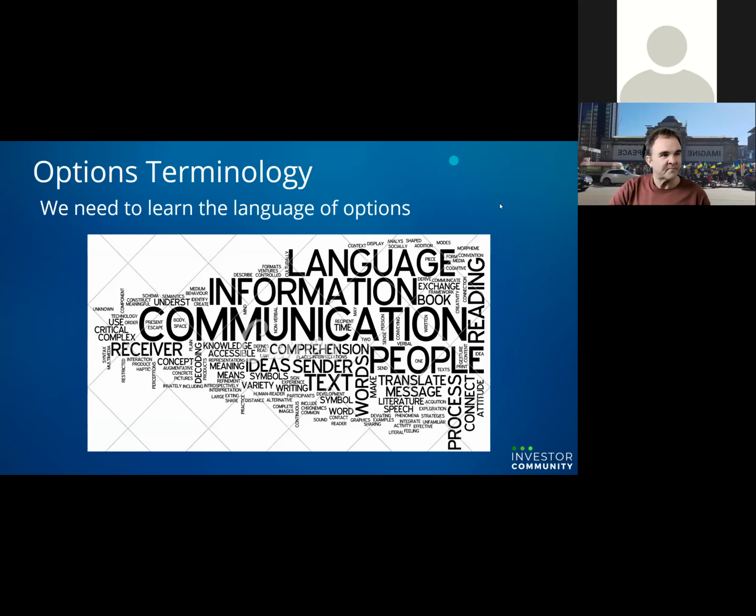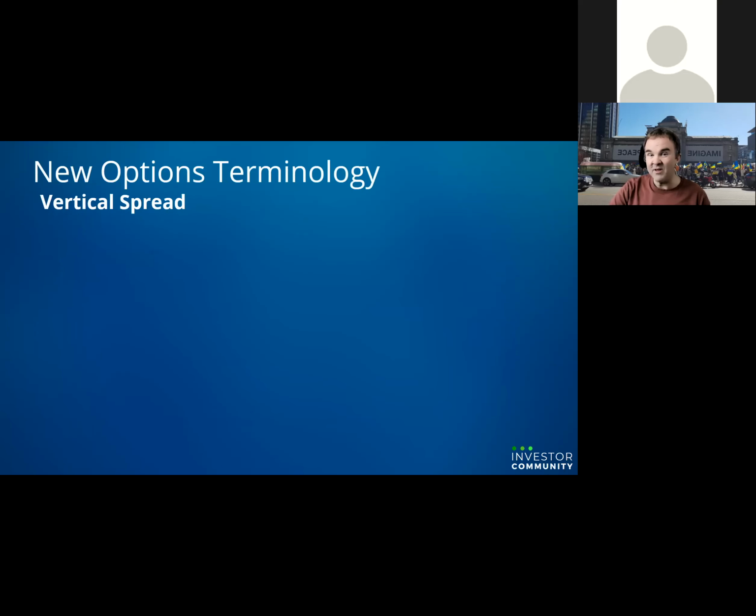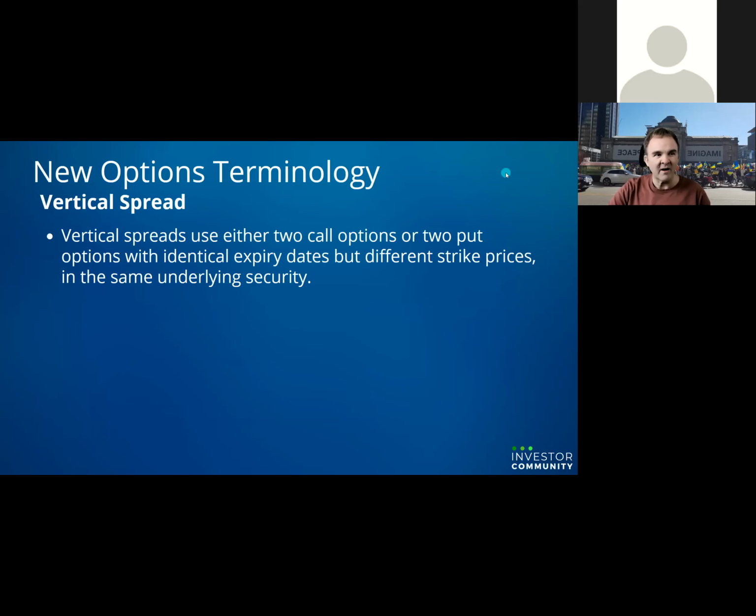All right. So we are going to learn one new piece of terminology today, and that is the vertical spread. So we'll explain what this all means. What is a vertical spread? Vertical spreads use either two call options or two put options with identical expiry dates, but different strike prices in the same underlying security.